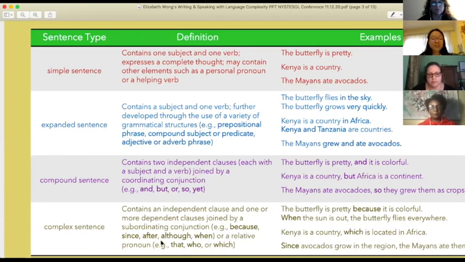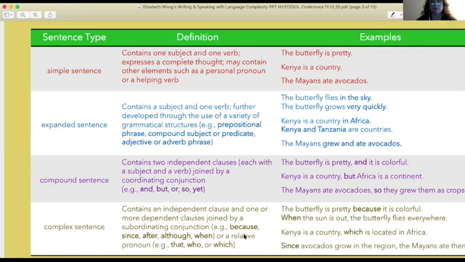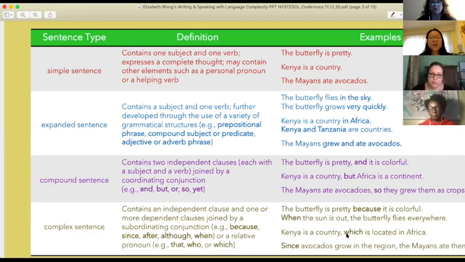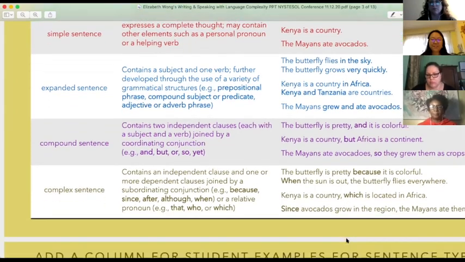Or if they use a relative pronoun, such as that, who, or which, that will make their sentence a complex sentence. So the examples are, the butterfly is pretty because it is colorful. When the sun is out, the butterfly flies everywhere. So again, I've bolded those words because and when, because they're subordinating conjunctions and relative pronouns that make these sentences complex. The next third grade example is Kenya is a country, which is located in Africa. And for fifth grade, since avocados grow in the region, the Mayans ate them.